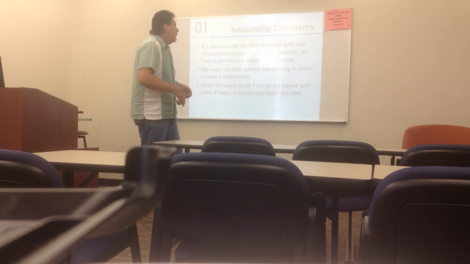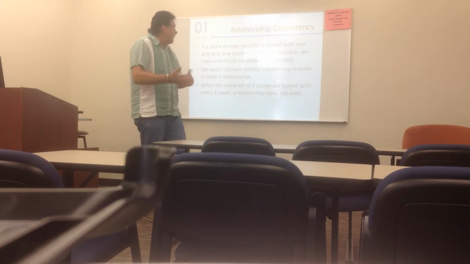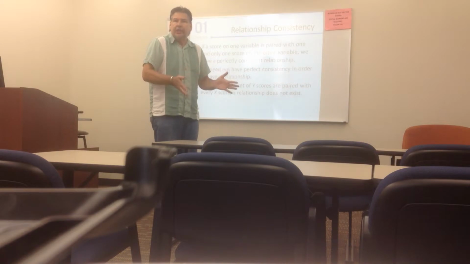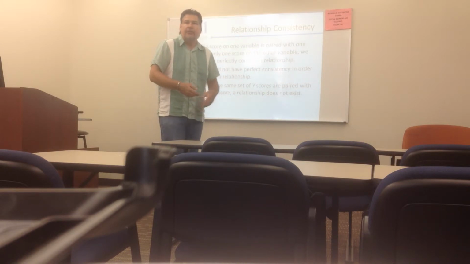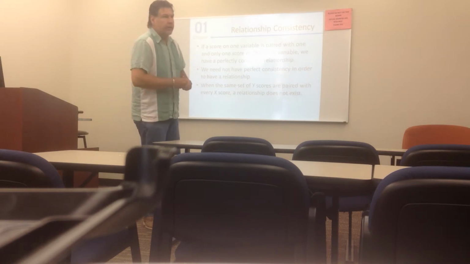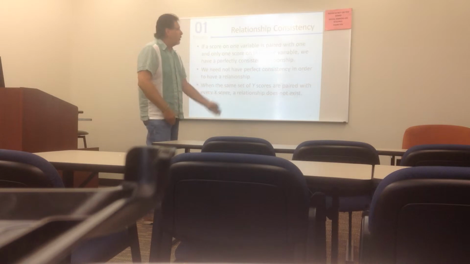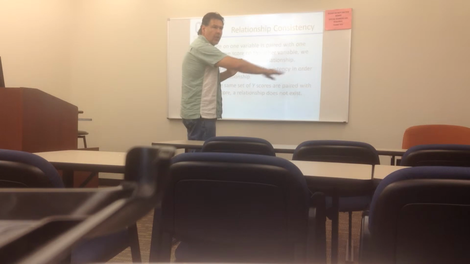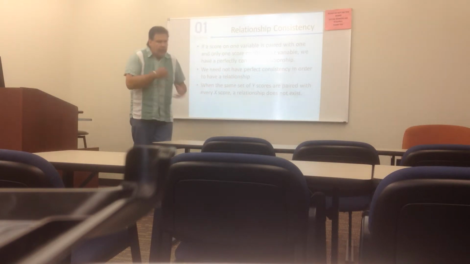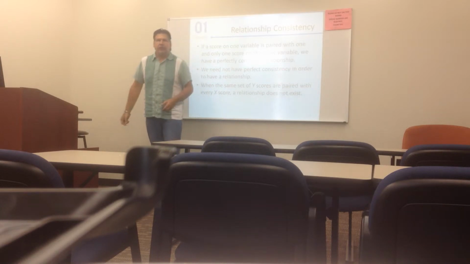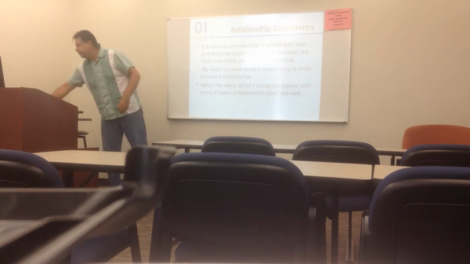When the same set of y scores are paired with every x score, and basically y and x, that's what we're going to plot our relationship on, the variables, and usually our dependent variable is always going to be on our y-axis, and our independent variable is going to be on our x-axis. The y-axis is going to be the vertical axis, and the x-axis is going to be our horizontal line. And we'll go over these things in more detail. I just want to give you a brief overview of what we're going to be doing this semester.